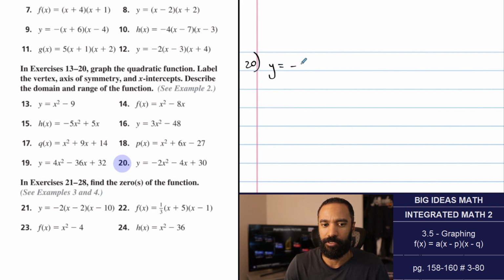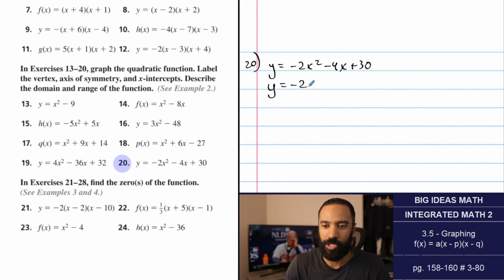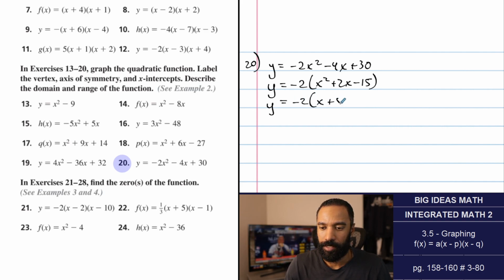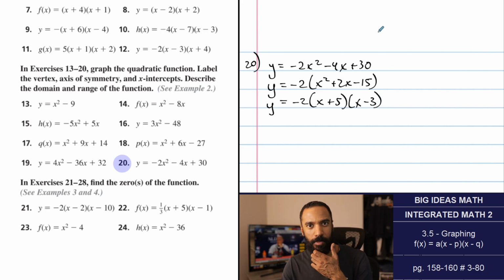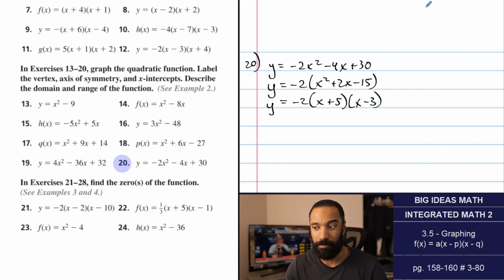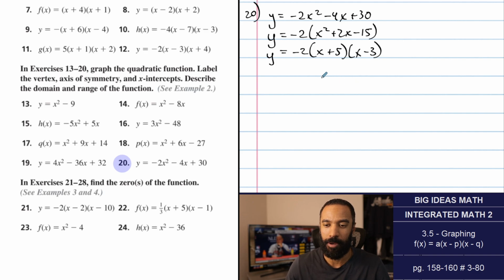y equals negative 2x squared minus 4x plus 30. Let's factor. We got a negative 2 GCF. So we got x squared plus 2x minus 15. Two numbers that multiply to negative 15 and add to 2 are 5 and negative 3. This is once again going to be tall. That's the thing that's hurting us most, these tall graphs. I made tall ones, but not tall enough, apparently. We have x-intercepts of negative 5 and 3.